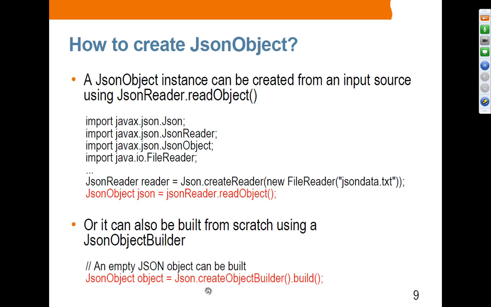Or you can create your JSON object from scratch. You can call Json.createObjectBuilder and then call build. It will basically return a JsonObject which is empty, and then you can add things. We're going to actually see how we can add items into this JSON object.